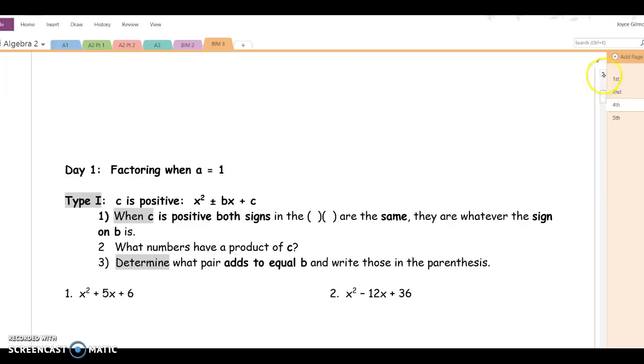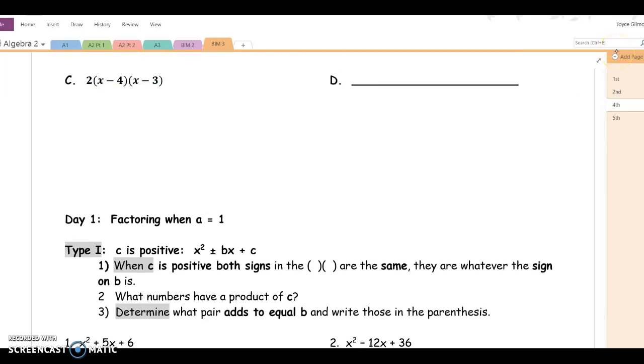C, whoops. Let's start by distributing with the parentheses. It's kind of like we're going to do this part first. So x times x is x squared. X times -3. -4 times x. -4 times -3.